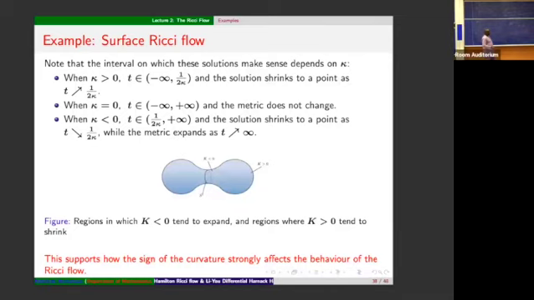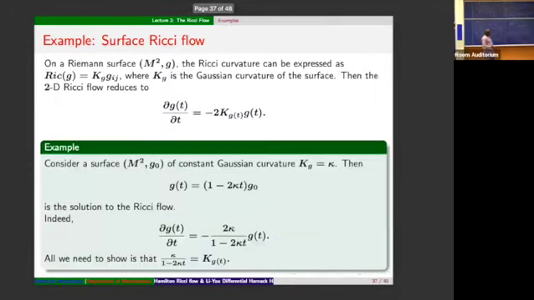So this one tells us that the sign of curvature greatly affects the behavior of Ricci flow. So like in this Gaussian curvature example I've given, in fact, you can see this as well.